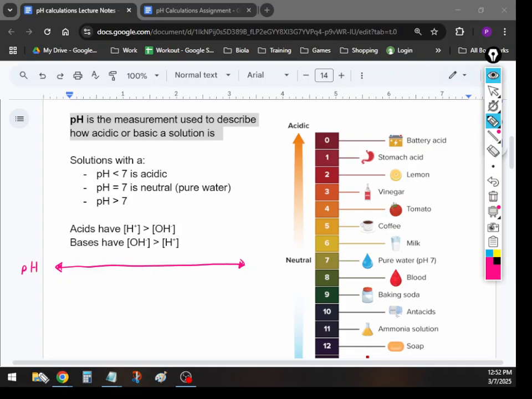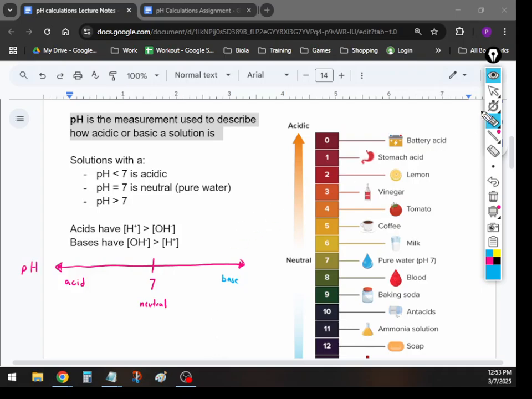Now, the most important spot on the pH number line is going to be 7. If something has a pH of 7, it means that it is neutral. This is where pure water is. So just water, just H2O, just HOH will have a pH of 7. If something has a pH less than 7, it means that it's going to be an acid. And anything with a pH bigger than 7 is going to be a base.